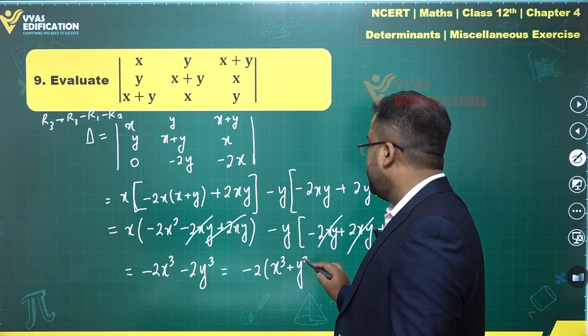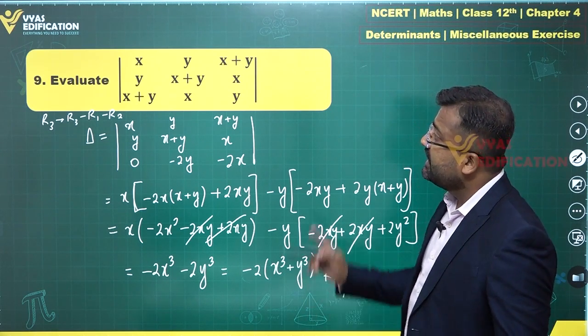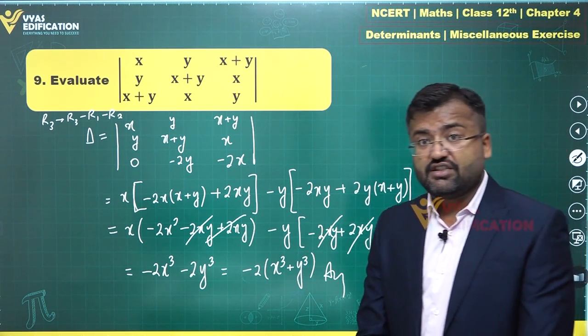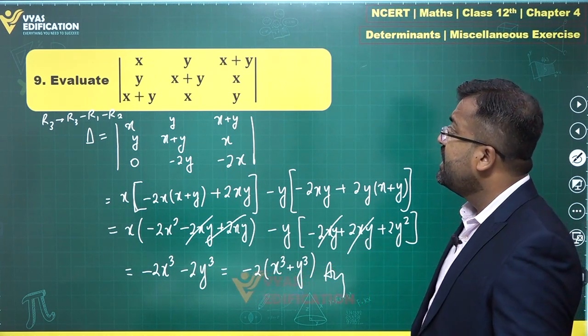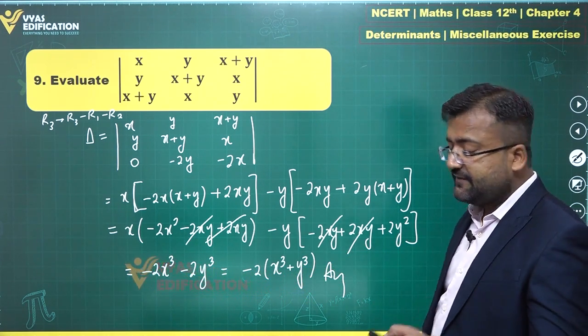This is the answer, or you can take out a minus 2 common. x power 3 plus y power 3 is my answer for this question. That's the value of this expression, this determinant over here. Minus 2 times x power 3 plus y power 3. Is that all? Yes. Moving on to the next one after this.